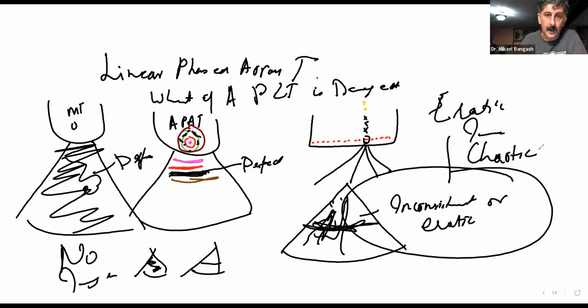So yes, we are not going to be able to just determine that this is the PCT that may not be stimulated by looking at the image. Clear? But that only applies to your linear phased array transducer.